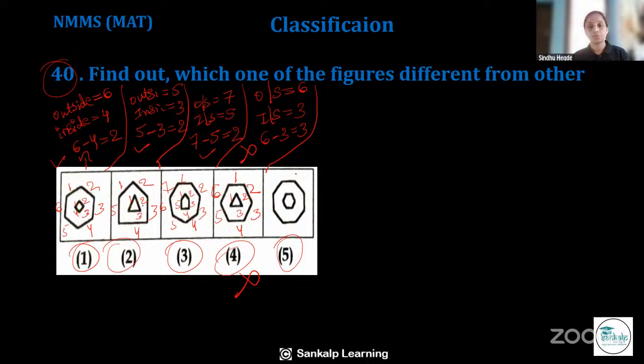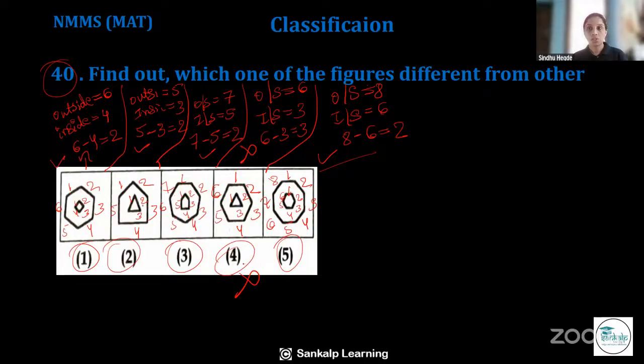Let me check the last, fifth one. 1, 2, 3, 4, 5, 6, 7 and 8. Outside is 8 and inside it contains 1, 2, 3, 4, 5, 6. So the total is 6. 8 minus 6 is 2. So our fifth image also follows the same pattern.